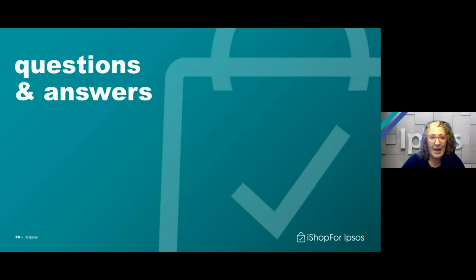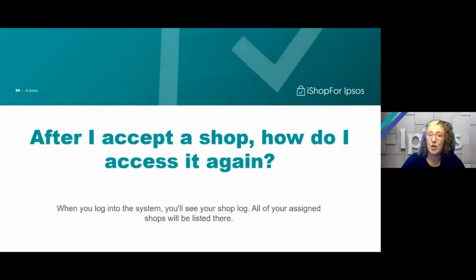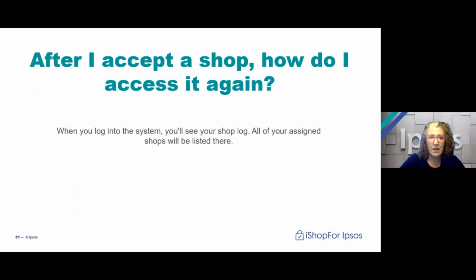So with that, I'm going to go ahead and shift to answering some of the questions that you've submitted. So we'll start with the first one. After I accept a shop, how do I access it again? So when you log into Sassie, you're immediately going to see your shop log. All of your assigned shops are going to be listed right down that page.